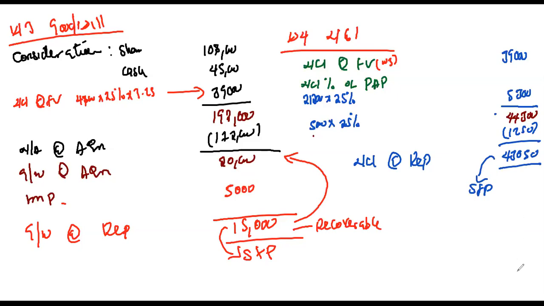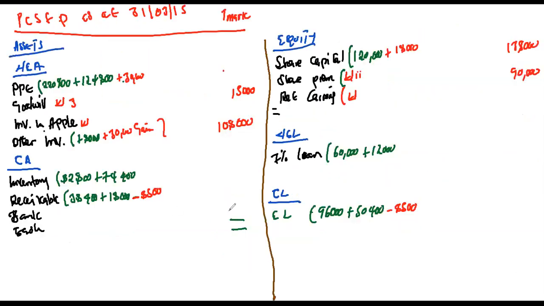NCI. So what do we do? We post. Remember what we did there? NCI comes after equity. You leave a line here, and then the NCI should come here. Don't mix the NCI with the reserves. If you combine the NCI with the reserves, even prepare for the exam, because we don't know the principle. So we have 43,050. That's our NCI.